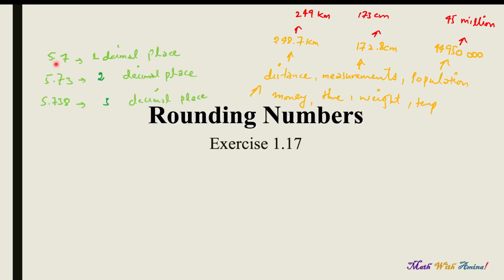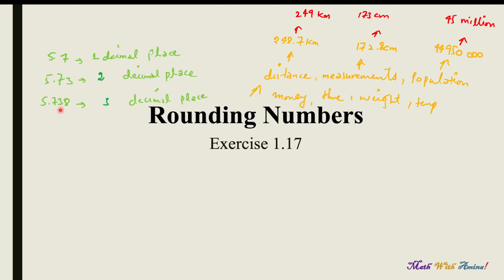Here, I have given you examples. This is the decimal point. After the decimal, the digits that come are the decimal places. If I'm talking about one decimal place, it means the first digit after the decimal. If I'm saying two decimal places, like here 5.73, after the decimal we have two digits. If I'm saying three decimal places, it means that after the decimal I have three digits.